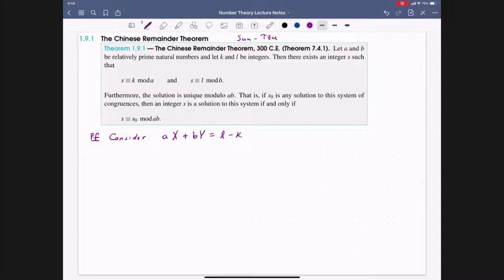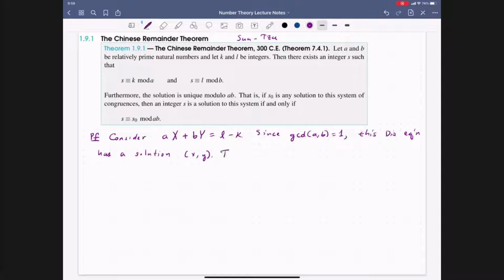So what do we know about this Diophantine equation? We know that the coefficients are a and b, but they are relatively prime. And we know that a Diophantine equation of this form has a solution if and only if the GCD of a and b divides the right-hand side. But the GCD is 1, and that always divides l minus k, so this has a solution. So since a and b are relatively prime, this Diophantine equation, which I'm going to abbreviate to DIO equation, has a solution. And so let's go ahead and call that solution x comma y, but now in lowercase.